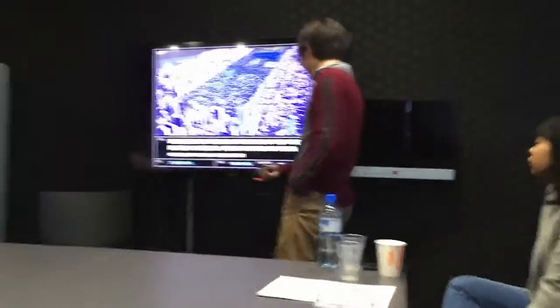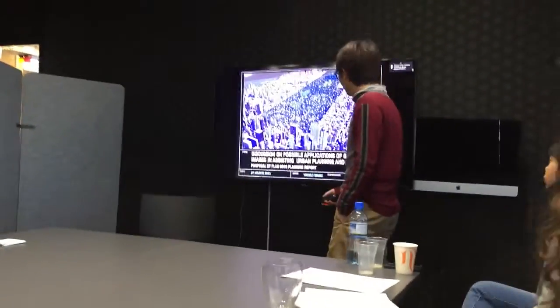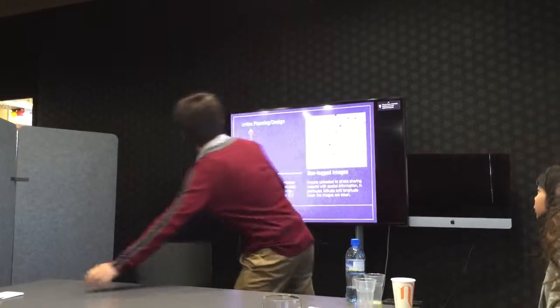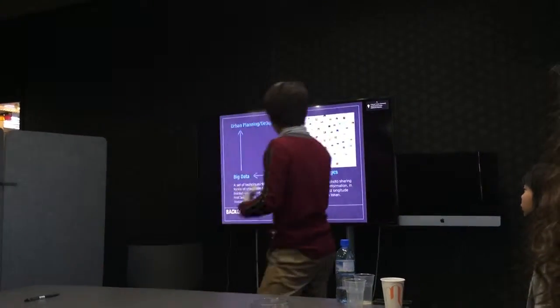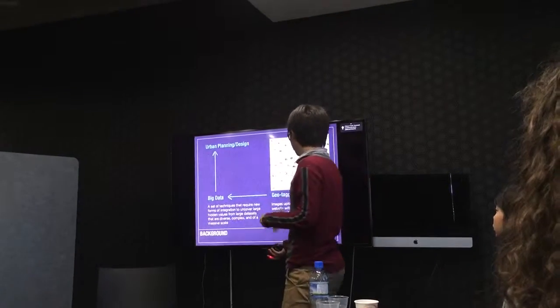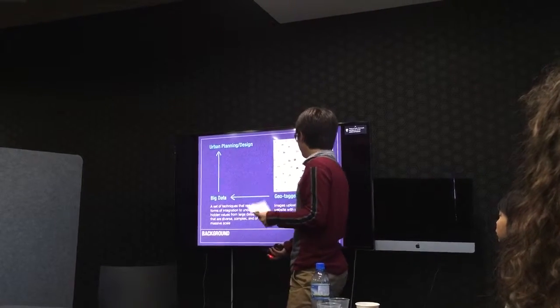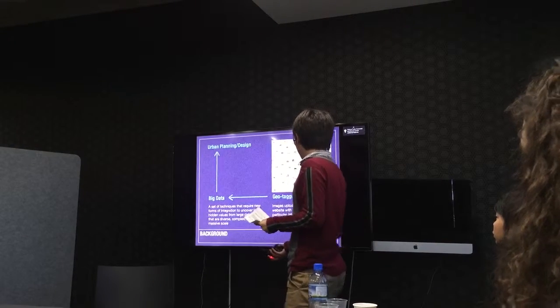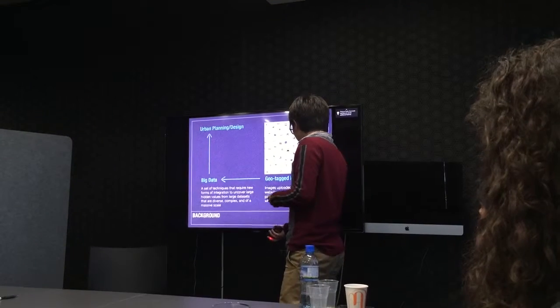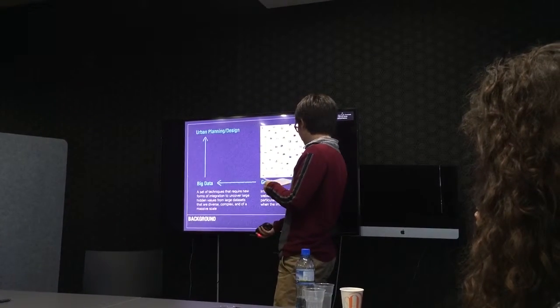Experiences in urban planning and design. So my initial idea is to make use of big data. What can big data do in urban planning and design? Then I was inspired by a group of students at MIT who used geotag images to do something for urban planning. So what are geotag images?